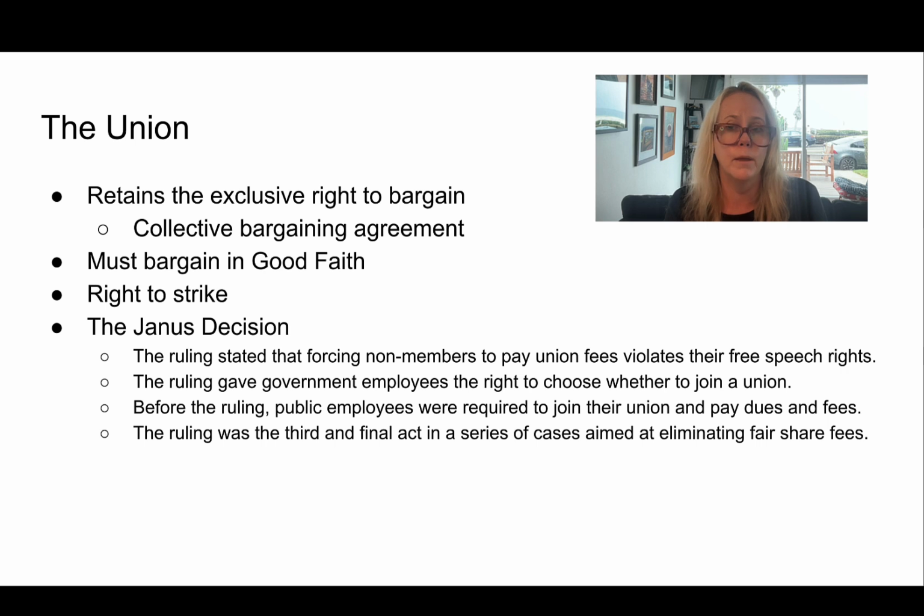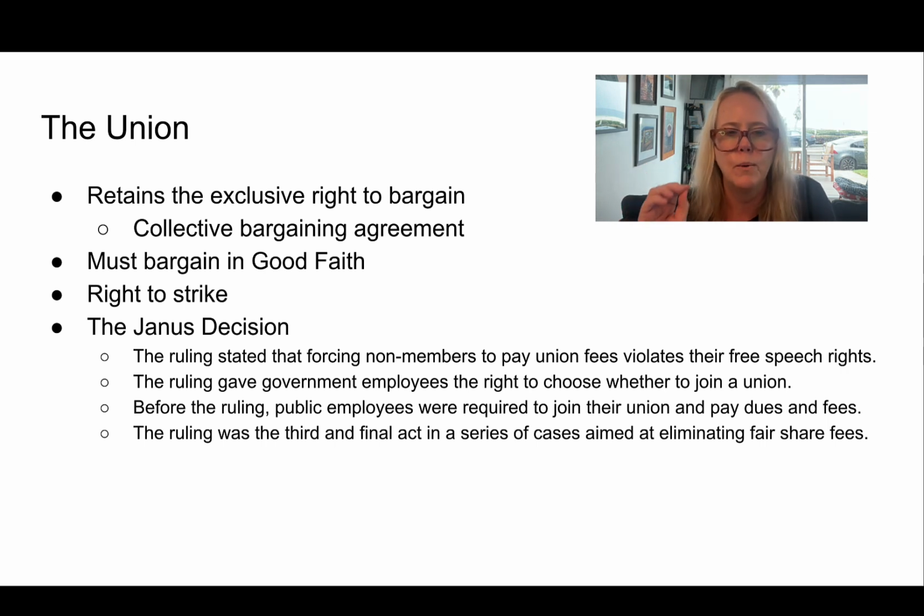In order to form a union, you need 50% of the employee group. It's 50% plus 1, actually, that has to sign a petition that says that they all want to be part of a union. Unions are required to bargain in good faith, and they retain the right to strike if they cannot come to an agreement with the employer about pay, working conditions, whatever it may be.